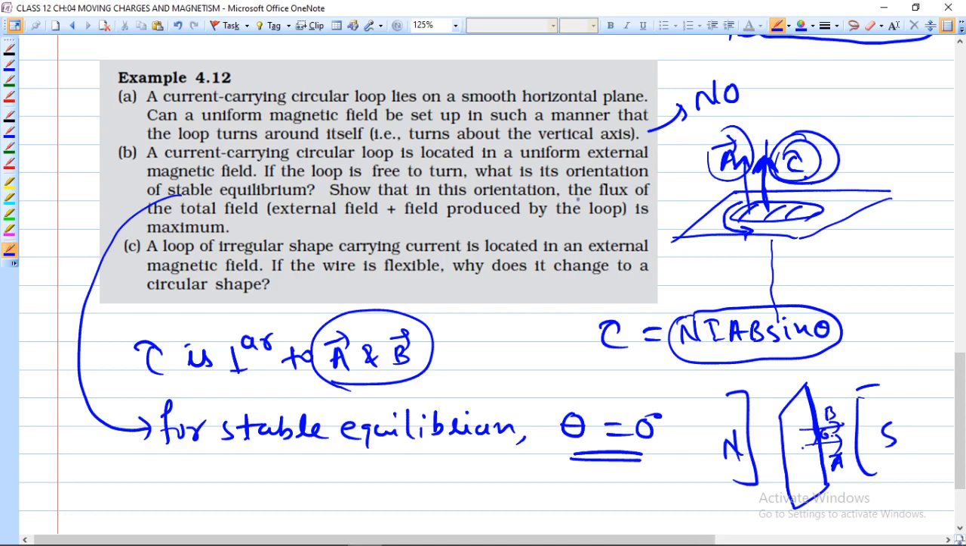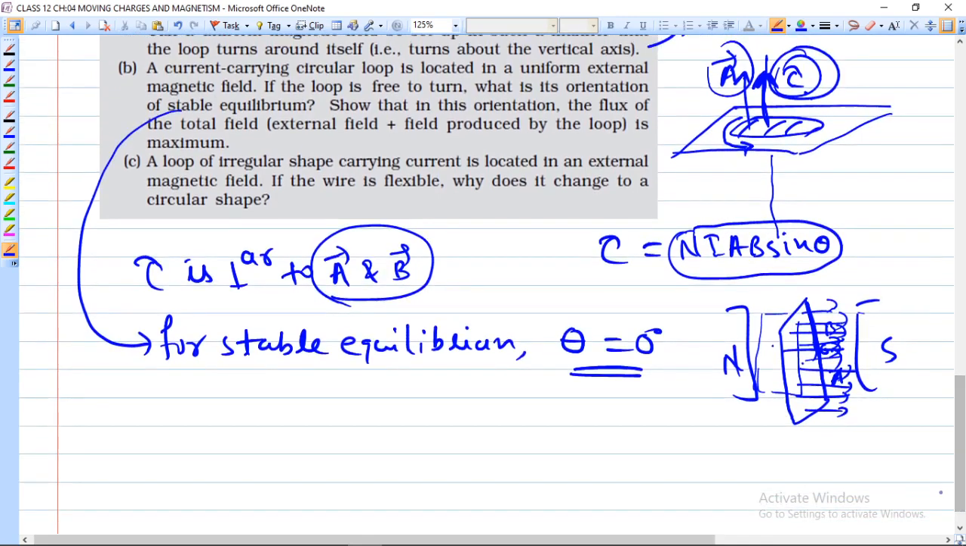Show that in this orientation, the flux of the total field produced by the loop is maximum. So it's very simple. See, the maximum number of magnetic field lines can pass through this. That's why flux is a maximum. You can write that in your language. If it is in this way, then no magnetic field can cross, so here it will be minimum. What is that? Magnetic flux. We have not discussed magnetic flux yet, but I think you have some idea regarding electric flux. The same way you can discuss magnetic flux.